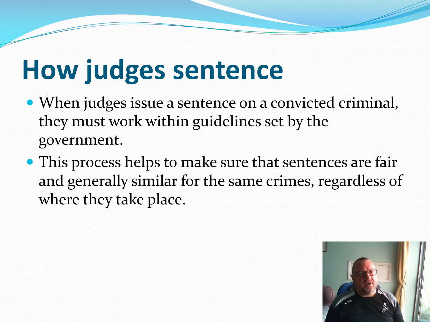So judges' sentencing: when a judge issues a sentence on a convicted criminal, they must work within guidelines set by the government. This process helps to make sure that sentences are fair. So what you might find is that the government might change a law. So for instance, with dangerous driving or drug driving, what's gradually happened is the minimum sentence for that crime has increased as parliaments have changed the law. As soon as the law is changed, then the judges must uphold that law. So if the minimum sentence for drug driving suddenly becomes 4 years, then if you're sentenced for drunk driving, it's a 4-year minimum sentence, simple as that, and judges must uphold that.